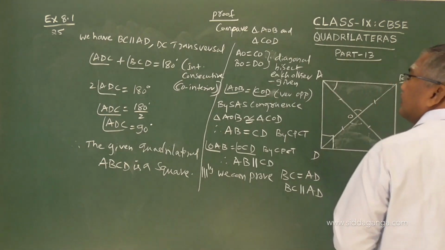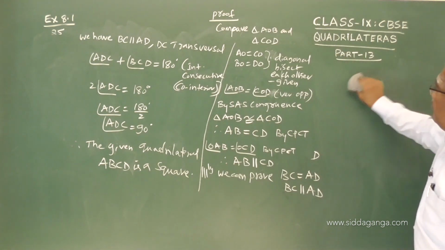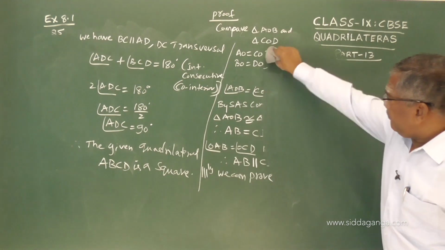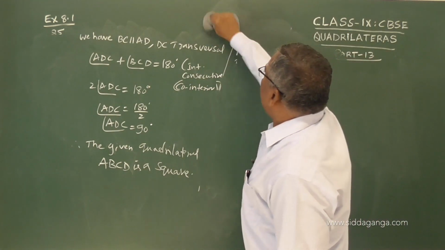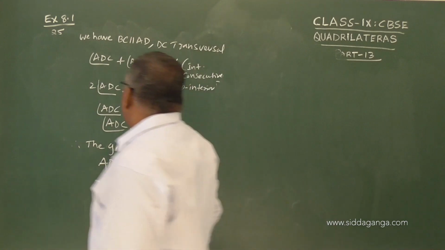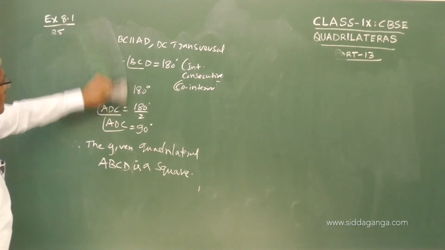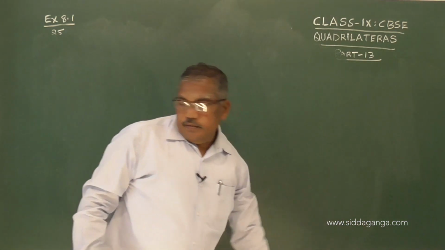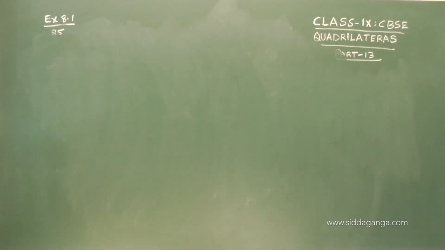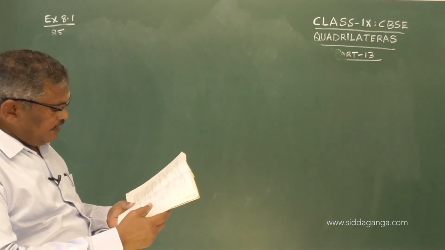So, this completes question number 5. Question number 6: diagonal AC of a parallelogram ABCD bisects angle A.